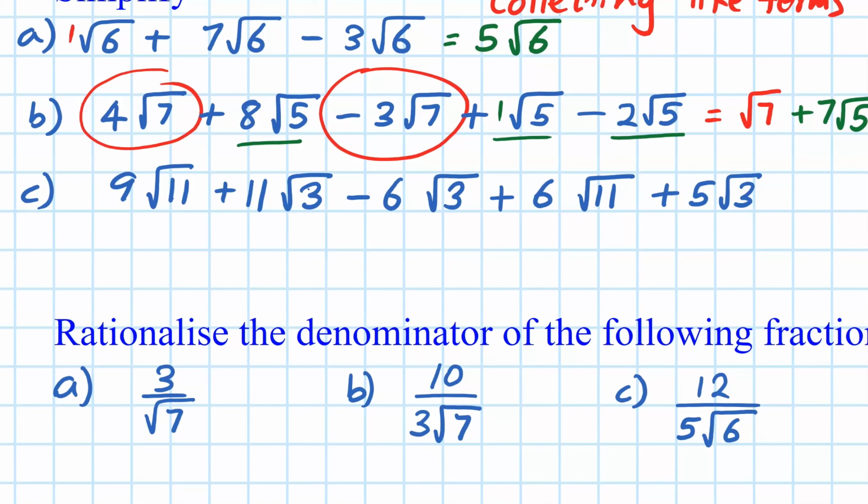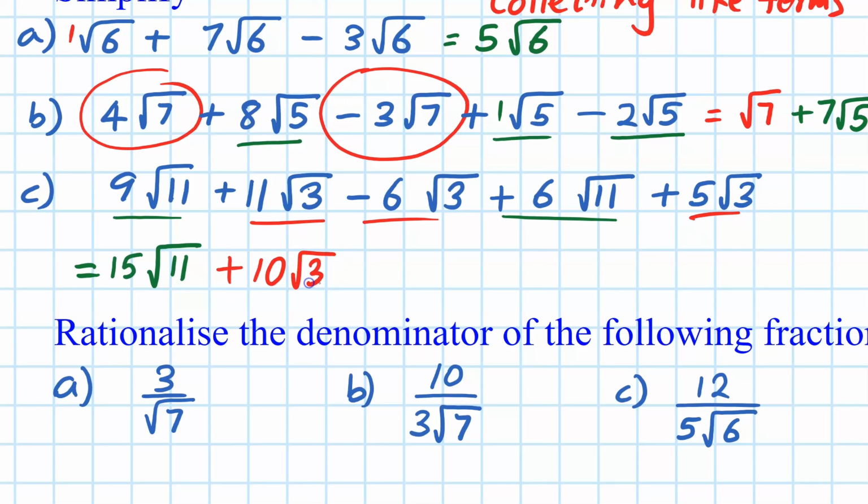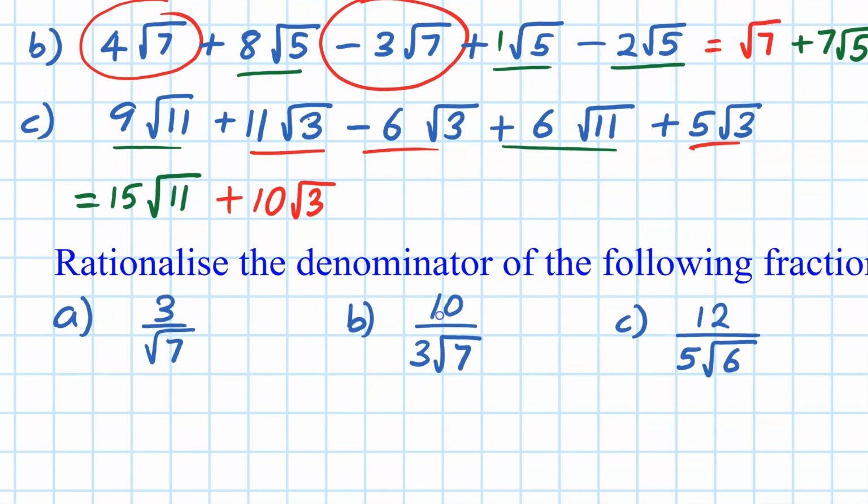Okay, another one on this set. I'm looking for root 11s. There they are. 9 and a 6, they both adding. 15 root 11. Here I have 11 root 3's, and then I take 6, that gives me 5, and another 5, that gives me 10. So I have altogether 10 root 3 at the end. So that's my answer. I'm using different colors to differentiate this so that you can clearly see and understand easily.